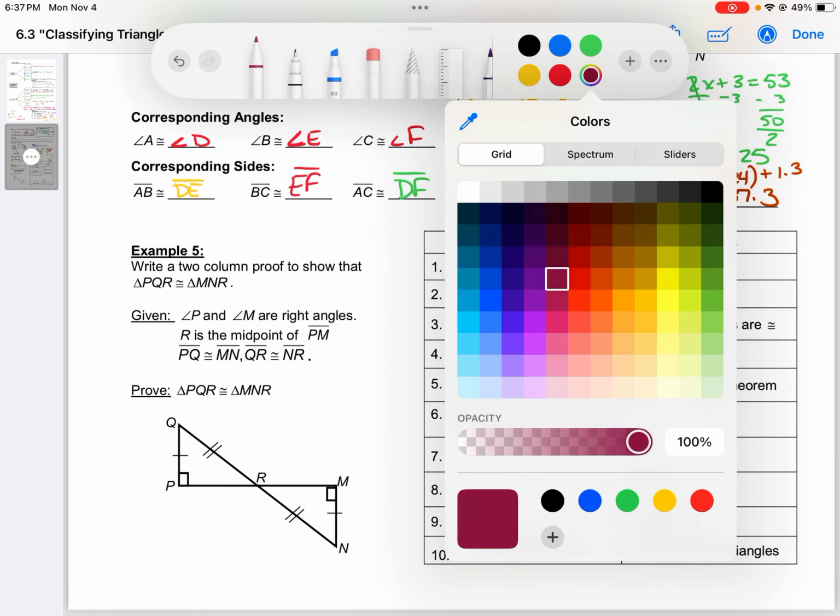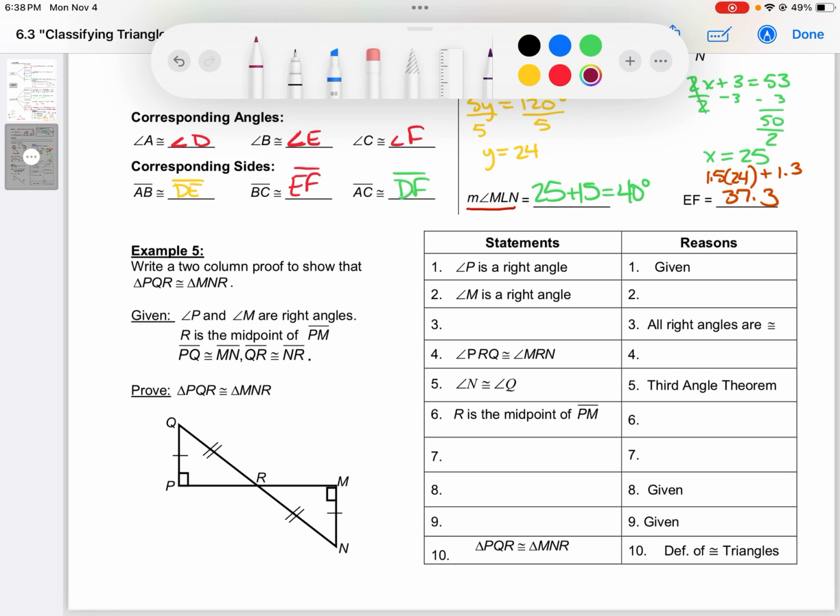And then lastly, we are doing a 2-column proof to prove that these two triangles are congruent. So remember, what it asks us to prove normally goes down in the bottom, and then you're building a case. You're saying, because I know 1, I know 2. Because I know 1 and 2, I know 3. Because I know 1, 2, and 3, I know 4. And so you're just building up a case step by step until you can prove the final thing.